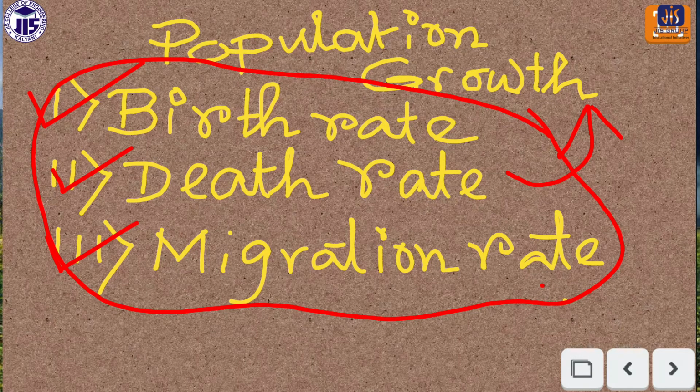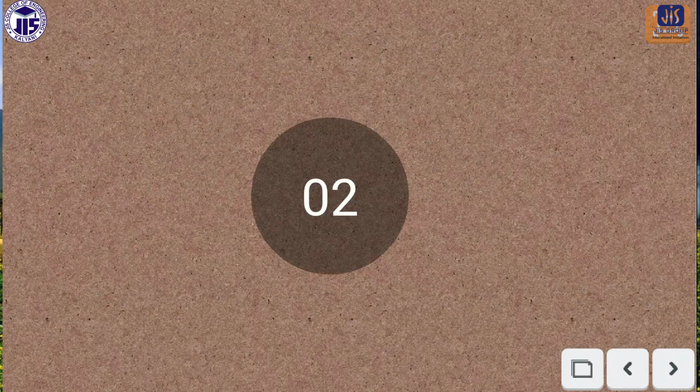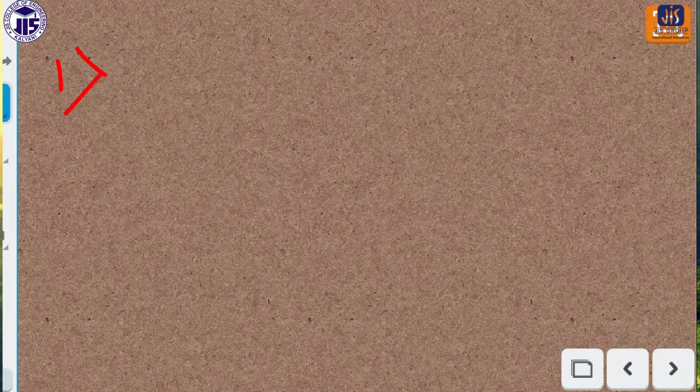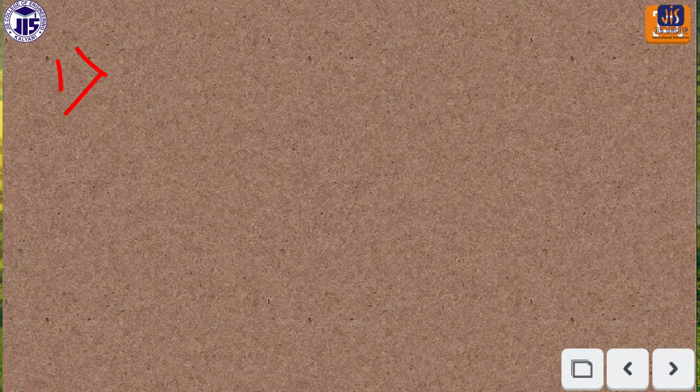Okay, so now there are actually two types of population growth study. That means by two methods we can do the population growth study. The first one is the exponential growth model.